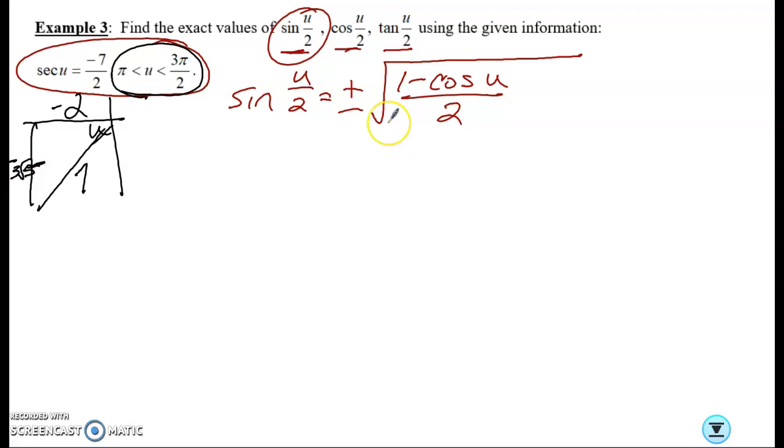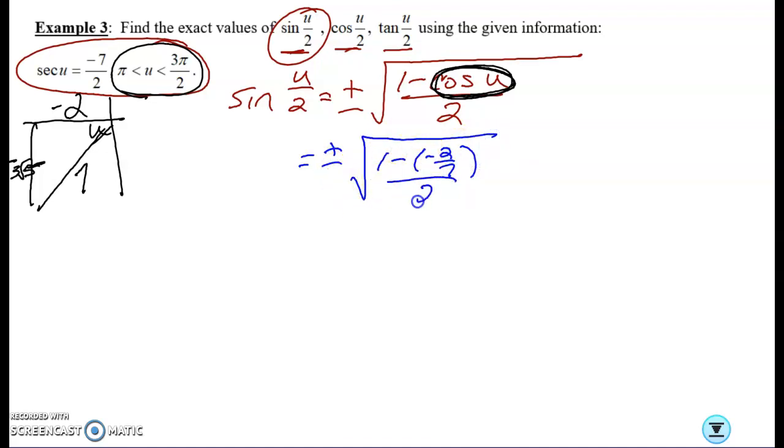All right, back to this. So we know the secant is -7 over 2. So that means that the cosine is -2 over 7. So I am going to plug in here 1 minus -2 over 7. And we have to clean this up.